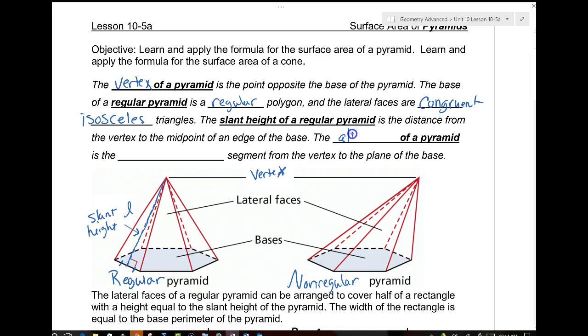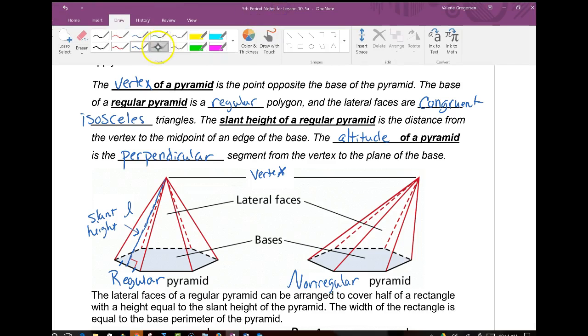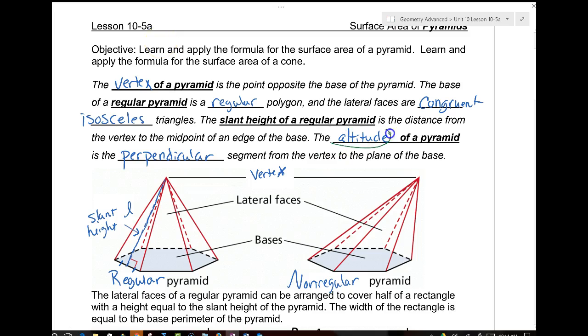Then we also have to have an altitude. Remember, the altitude gives us the height, right? It's the segment that we work with for volume, surface area, and lateral area. The altitude of a pyramid is the following. It is the perpendicular segment from the vertex of the pyramid to the plane. So where would this be? Let's do that in green. Let's just have fun doing this in green. So the altitude is going to be in green.